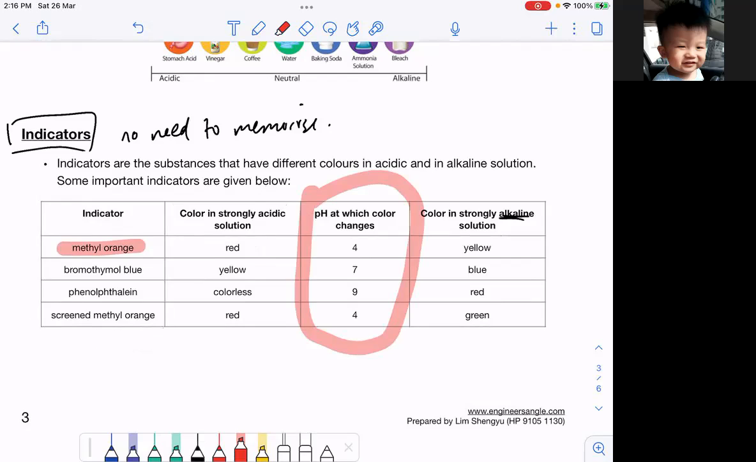If I drip methyl orange into something that is pH 1, 2, or 3, what color will I see? Red. If I drip it into pH 5, 6, 7, 8, 9, 10, 11, 12, 13, 14, yellow. So the changing point is 4.